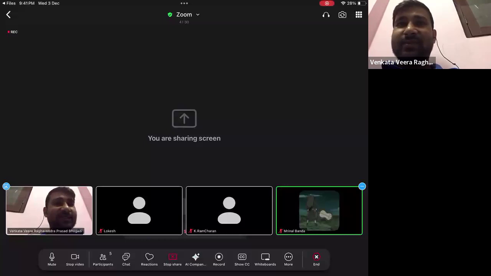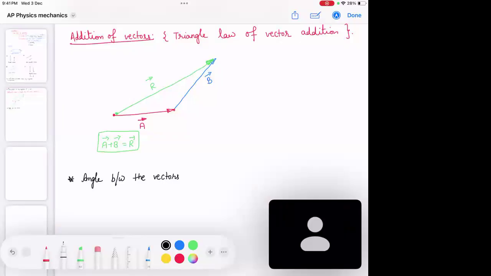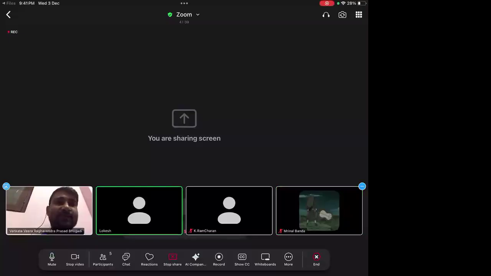Okay, so tell me. The angle between two tails of a vector. Now check it and tell me. Angle between two tails of a vector?